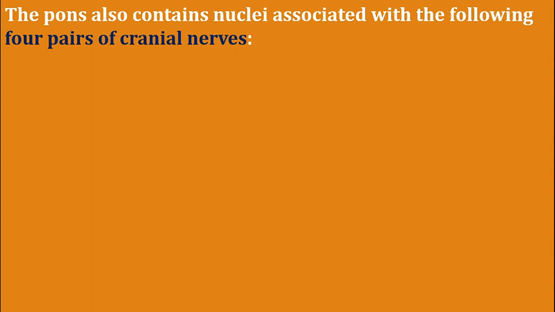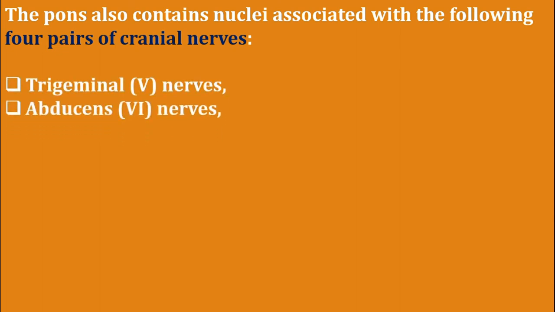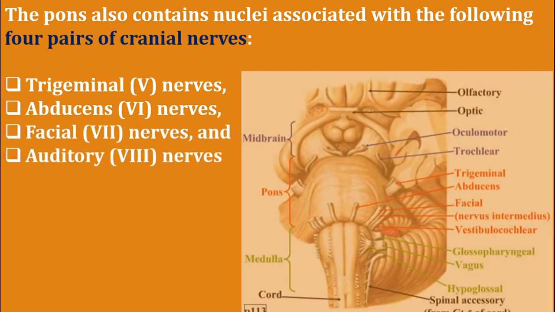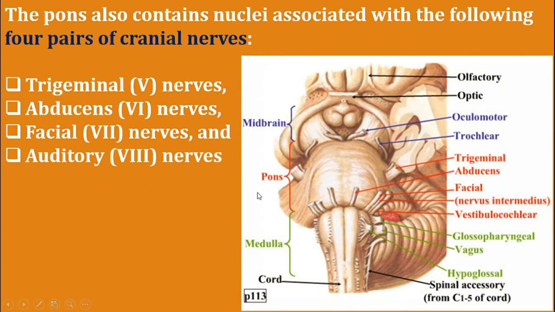Moving on. The pons also contains nuclei, which are associated with the following four pairs of cranial nerves. Trigeminal nerves, abducens nerves, facial nerves, and auditory nerves. In the image, you can see all four nuclei in pons.